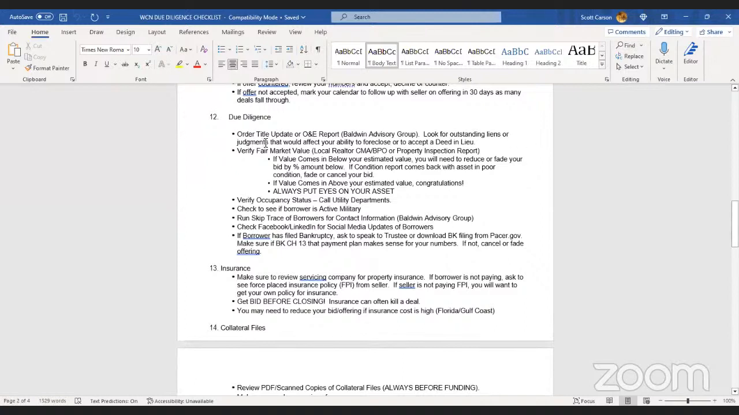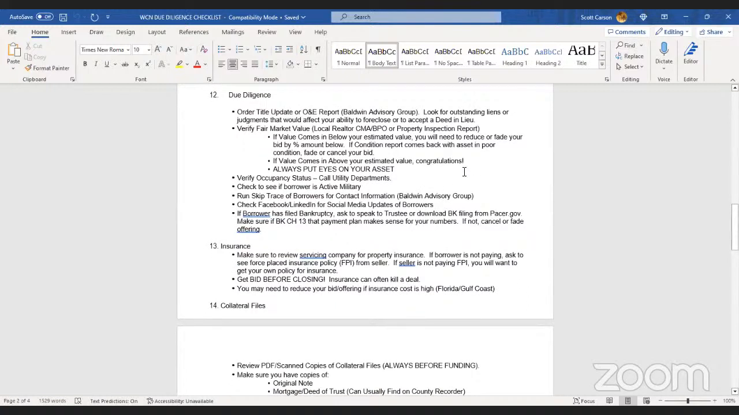Order a title update or an owner report. We use Baldwin Advisory Group, Dickey Baldwin's group. Obviously, that's going to look for outstanding liens or judgments that would affect your ability to foreclose or accept a deed in lieu. It's going to show taxes. We're also going to verify fair market value, either paying for a BPO from Baldwin Advisory Group or through a third-party realtor, or if you've got a realtor that can pull an NAR report or a local CMA and do a drive-by, then that's a great place to go.